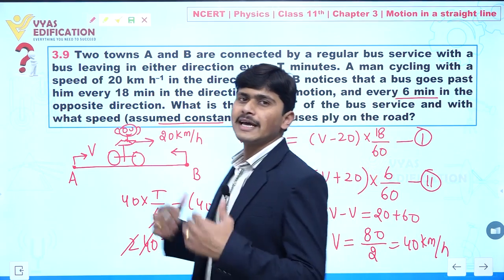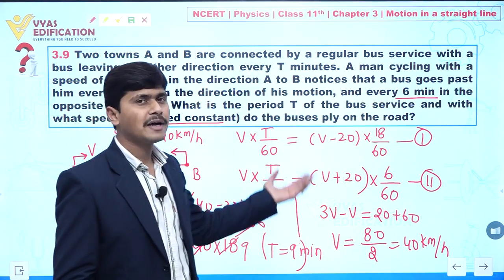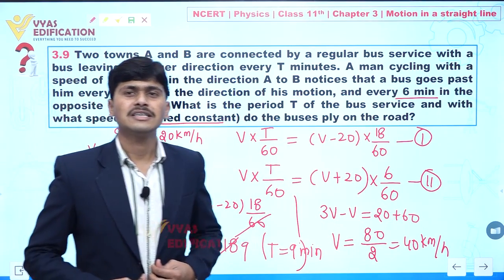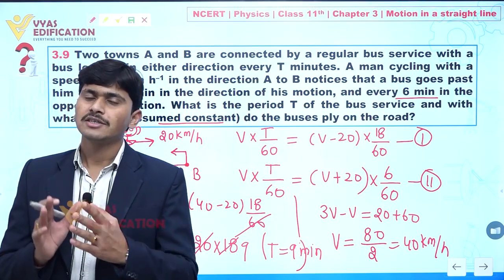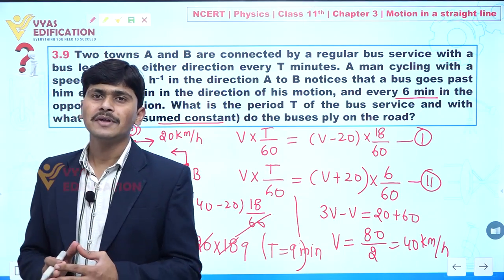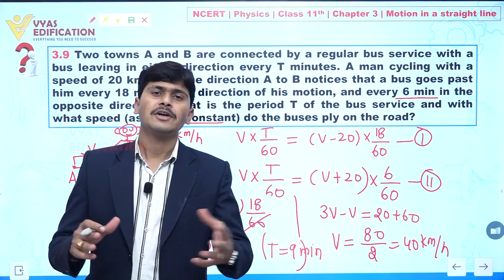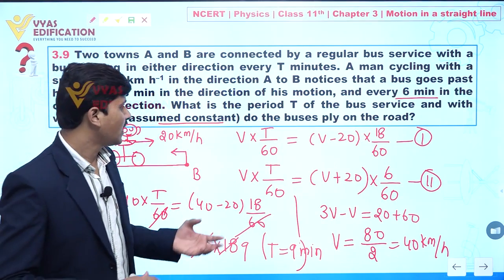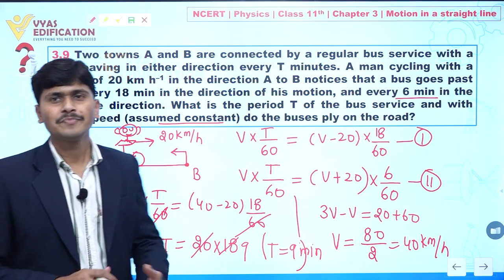So after every 9 minutes the bus departs from town A and town B, clear. So you can see we have calculated first the speed of the bus and the time period of the bus service, clear to you. So the correct answer is 40 km per hour and 9 minutes, clear to everyone.